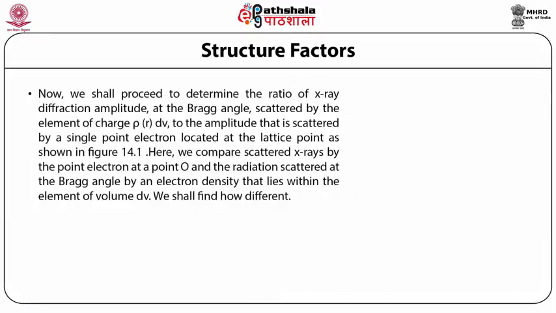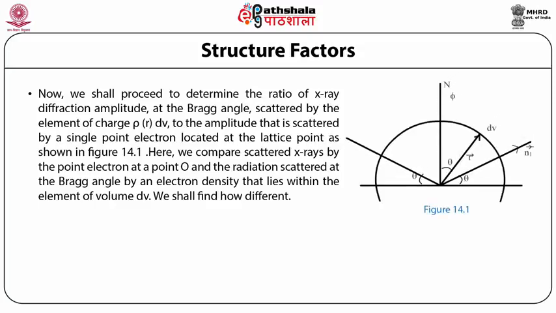We shall proceed to determine the ratio of X-ray diffraction amplitude at the Bragg angle scattered by the element of charge rho(r) dV to the amplitude that is scattered by a single point electron located at the lattice point, as is shown in figure 14.1. Here we compare X-rays scattered by the point electron at a point O and the radiation scattered at the Bragg angle by an electron density that lies within the element of volume dV. We shall find how different they are.